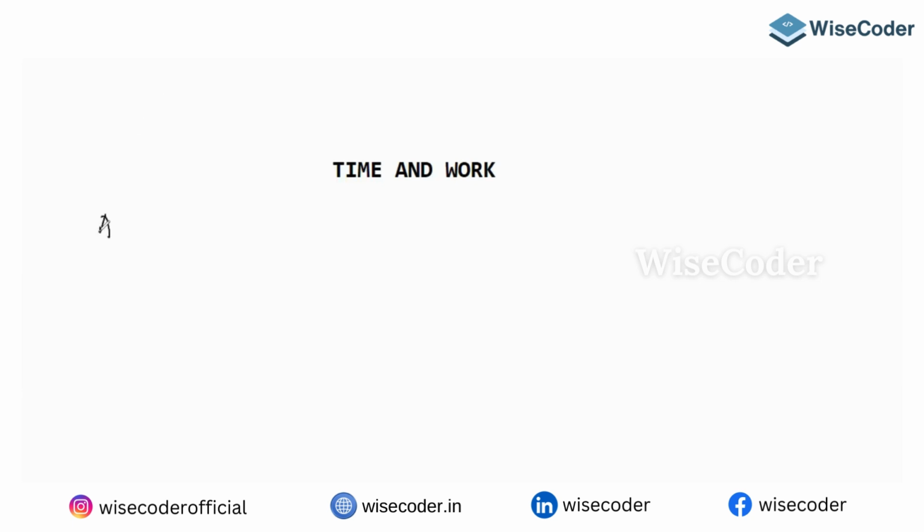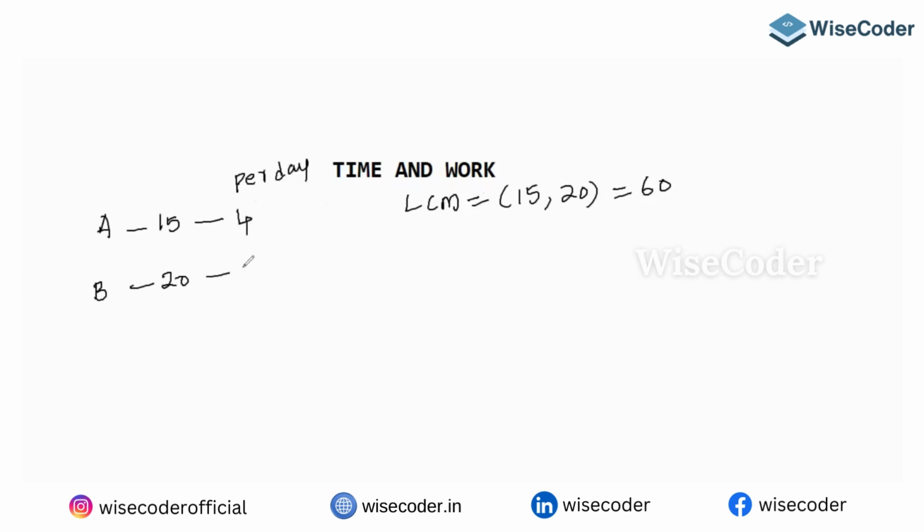Simple. A is taking how many days? 15. B is taking how many days? 20. Let's follow the procedure. You will get it. LCM. What is the LCM of 15 and 20? 60. So A will eat how many chocolates per day? 60 by 15, 4 chocolates. B will eat how many chocolates? 3 chocolates. That's what I'm telling, no?